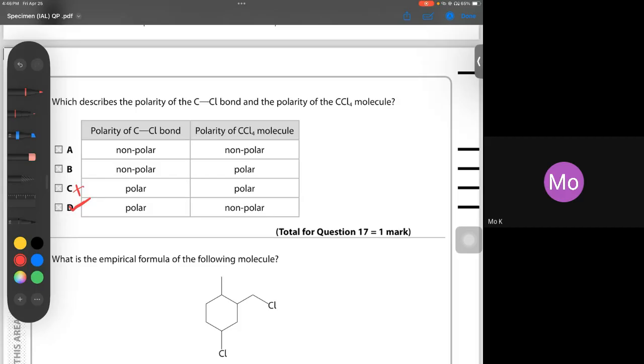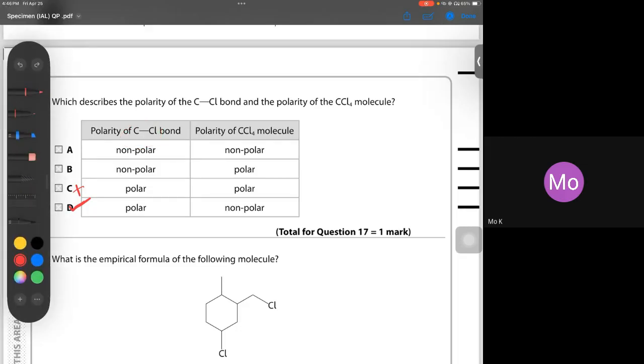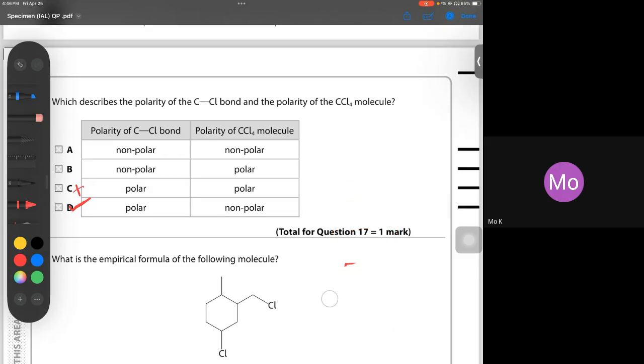When they are asking about the molecule, you have to look at it overall. And when they are asking about the bond, you have to see whether the bond is between the same atoms or different atoms. If there are different elements, you can say the bond is polar. If you have H-H, Cl-Cl, Br-Br, N-N, O-O, F-F, I-I, they are non-polar. That's why option D is correct.